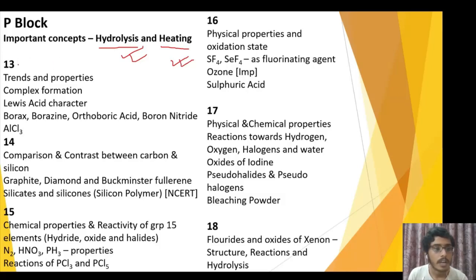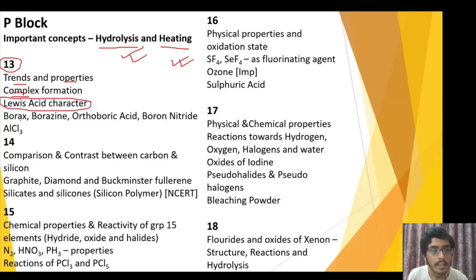Okay, so now if we start with group 13, first is again trends and properties. These trends and properties will continue for each group, because they are asking questions like arranging in ascending and descending order repeatedly. Now one important concept here is the complex formation in group 13. Next is the Lewis acid character of the group 13 elements, like AlCl3, which you may be knowing.